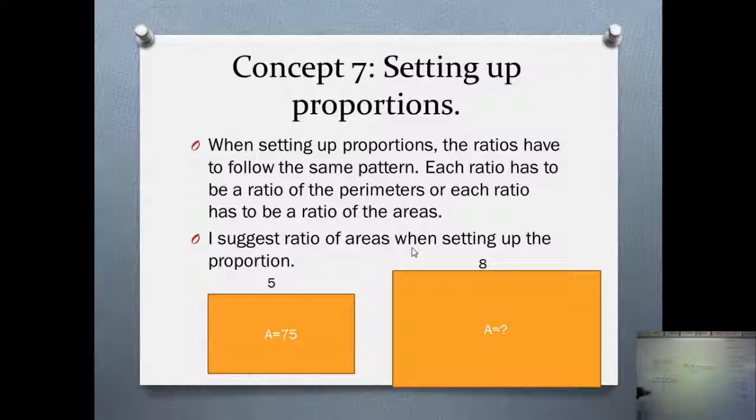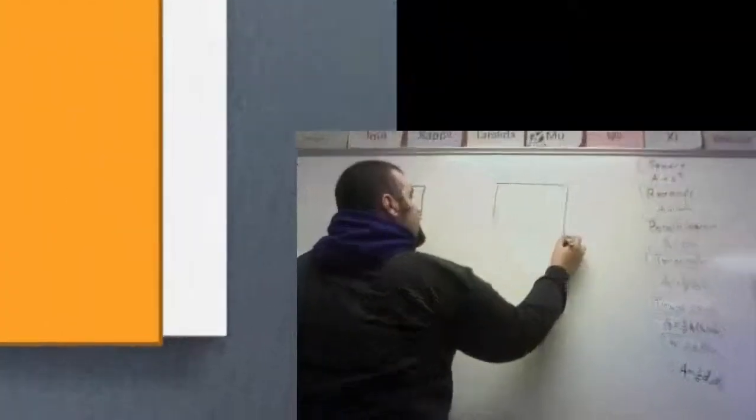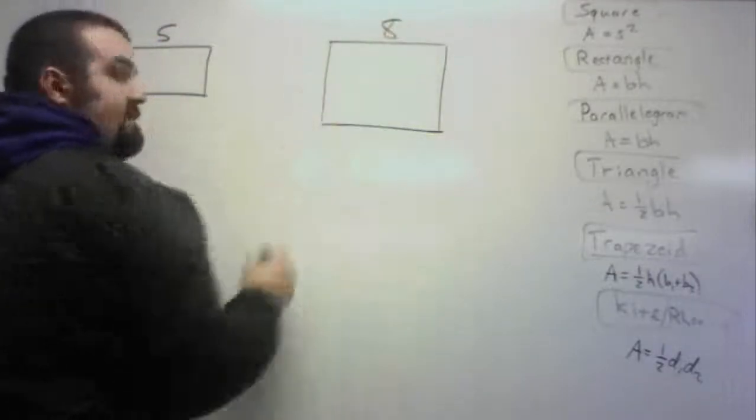And for these problems, I suggest that you set up a ratio of areas. Now, what do I mean by that? Well, let's look at a problem like the one on the board, or the one over there. They have two shapes for us. A rectangle with us knowing one of the side lengths is 5. And another rectangle, it looks like a bigger one, with one of the side lengths being 8.